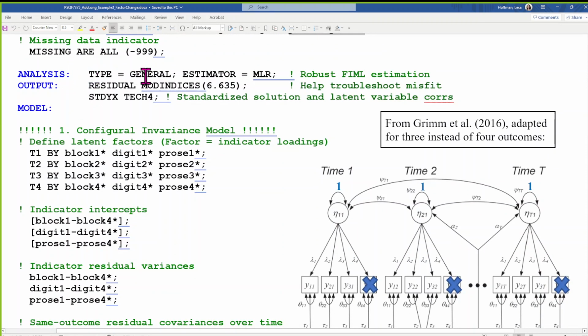So in the type here, this is a general type of model. Other kinds would be like 2-level or have a complex sample if you need to correct for clustered sampling or stratified sampling. I am using MLR estimation, which stands for robust maximum likelihood. This is still ML in the way that we know it. So it's still full information maximum likelihood. The R part is an adjustment to the parameter standard errors and all of the fit statistics for deviations of multivariate normality.